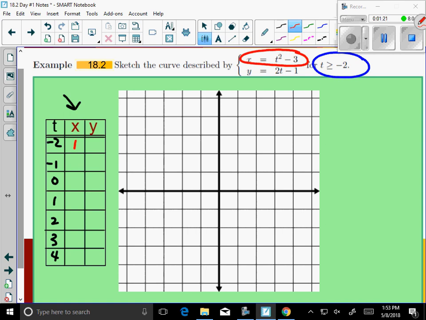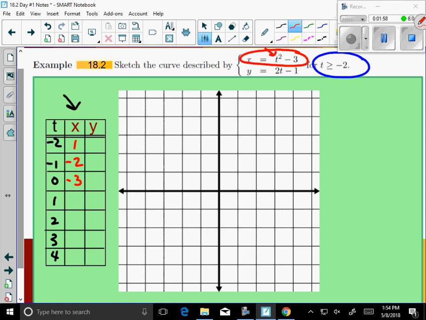I plug in a -1, I square it, I get 1. I subtract 3, I get -2. I plug in a 0, square it, I get 0. I subtract 3, I get -3. Yes, I'm taking each of these values for t, and I'm plugging them in right here consecutively. And they're giving me different values for x, which are going to give me half of the coordinate pairs that I'll get for the points on our graph.